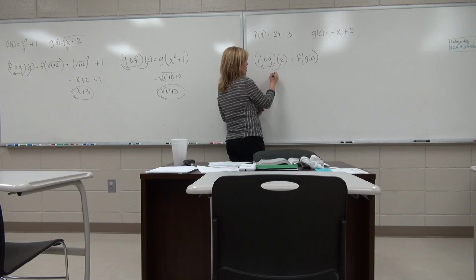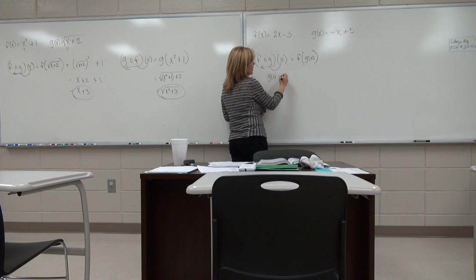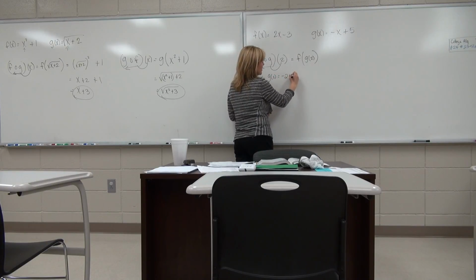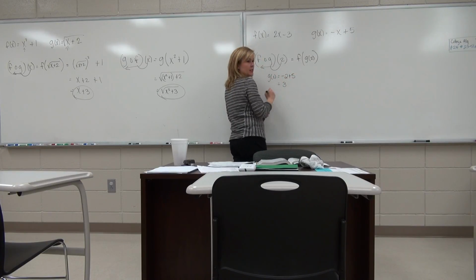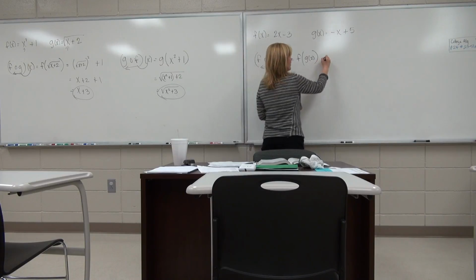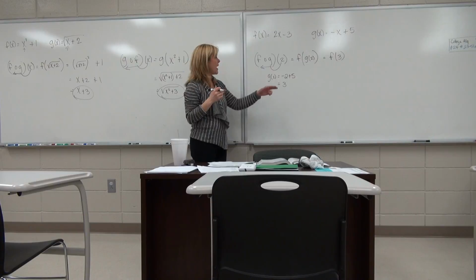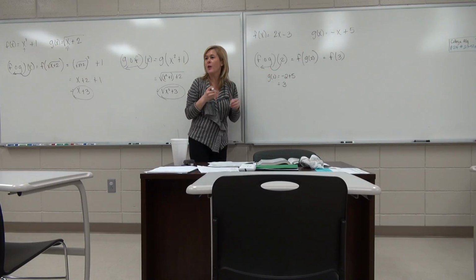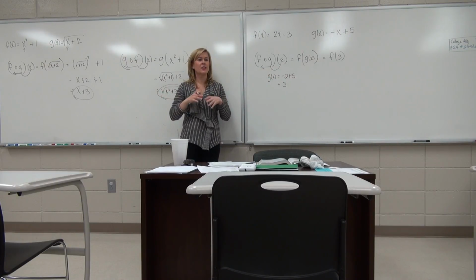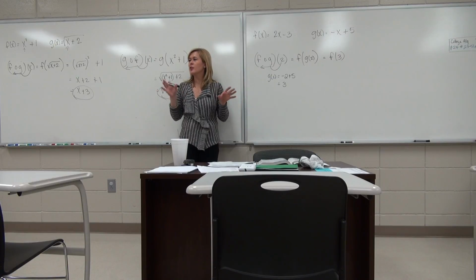So let's find g of 2. What is g of 2? That would be negative 2 plus 5, which is 3. So that just means I need to find f of 3. This is the whole walking backwards. Back up there. Alright, watch. Don't write for a second. Stop and watch, and then you can write it all down.